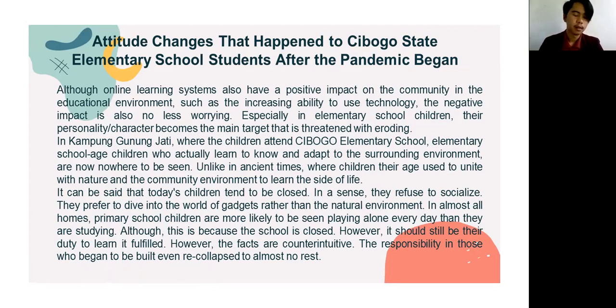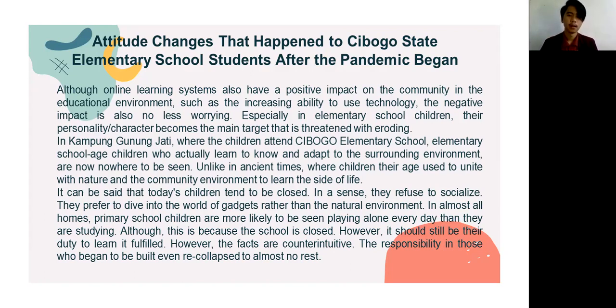Although the online learning system also has a positive impact on the community in the educational environment, such as increasing the ability to use technology, the negative impact is also no less worrying, especially in elementary school children. Their personality or character becomes the main target that is threatened with eroding. In Kampung Gunung Jati, where the children attend Cibogo elementary school age, children who actually learn to know and adapt to the surrounding environment are now nowhere to be seen.